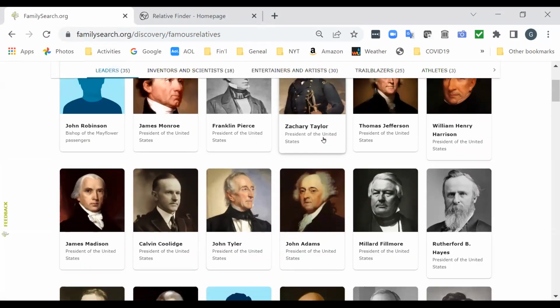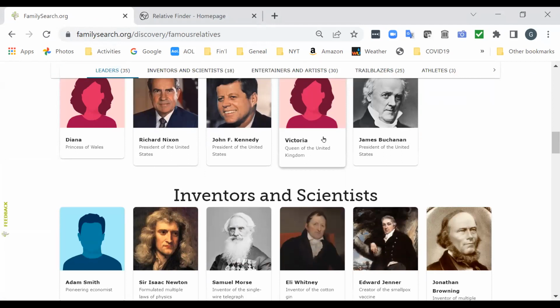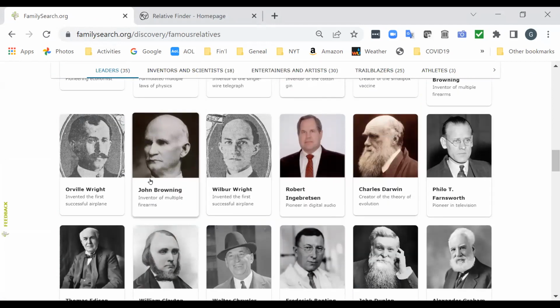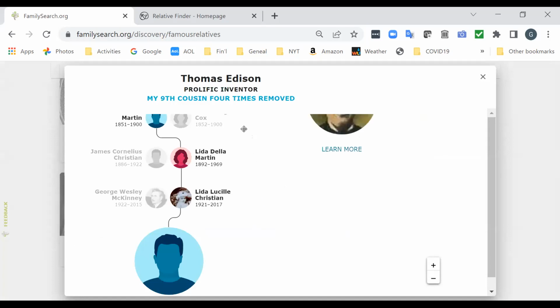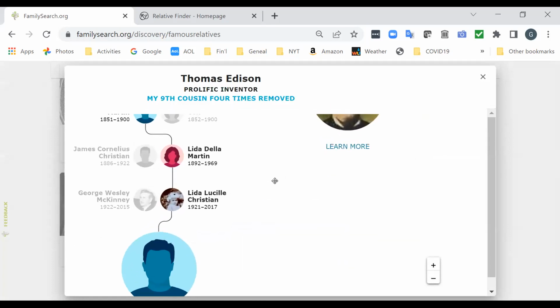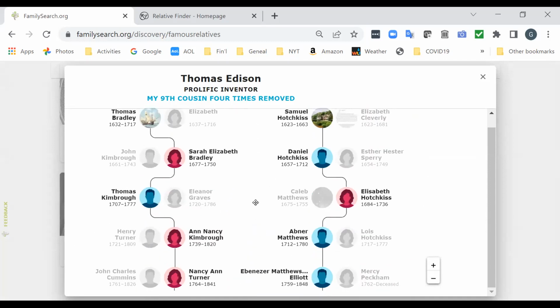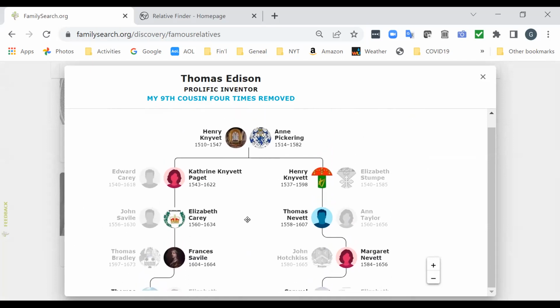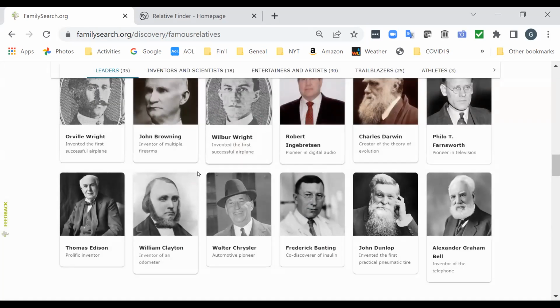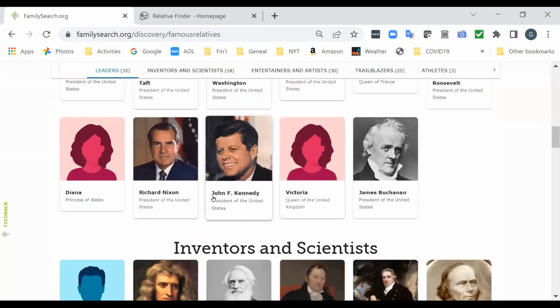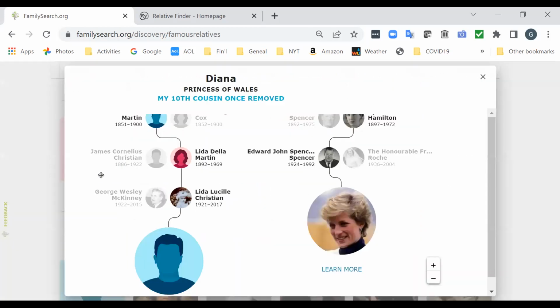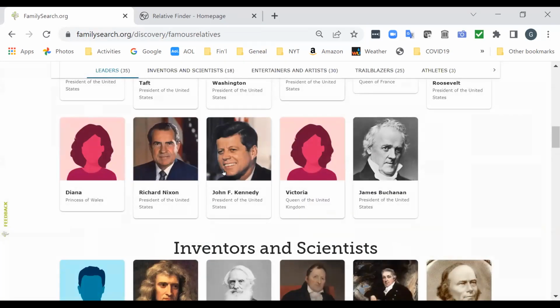So it calculates your famous relatives. Lots and lots of people. For me, it's kind of fun being a techie type. I got Thomas Edison. If I click on Thomas Edison, their system says he's my 9th cousin 4 times removed, and here is the genealogy. Now, I'm not sure I believe this genealogy, but it's fun to look at. What I do believe, see, where's the one? Like Richard Nixon? Diana. Yeah, 10th cousin once removed. That's not the one I wanted.